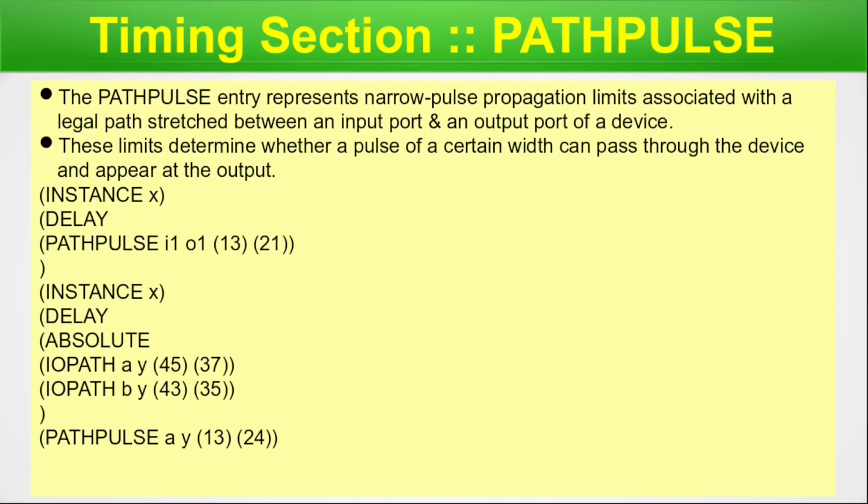So, the path pulse here again is between A and Y, and the two thresholds are 13 and 24. Each can be multiplied with the time unit and the final value will be the threshold. Path pulse of B Y is 15 and 21. So the path pulse between the input node B and output node Y has the two thresholds 15 and 21. And here we close it. So this is a short and sweet description of the path pulse.